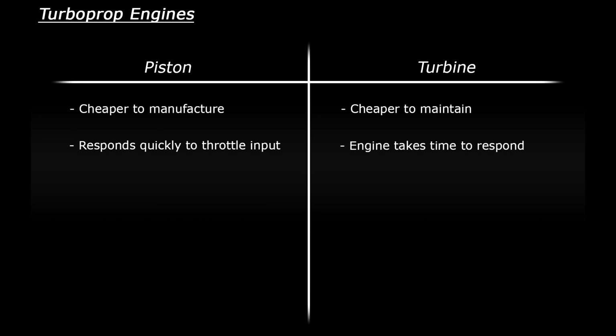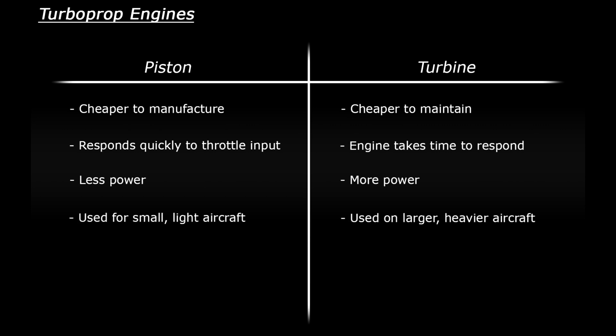Despite this lag, a turbine engine usually produces much more power than a piston engine, which allows the plane to fly higher and faster. Because turbine engines are more powerful, they can be used to fly larger planes. So looking at our two Cessna aircraft again, the 172 can carry up to 4 people, including the pilot, whereas the Cessna Caravan with a turboprop engine can carry up to 10 people.